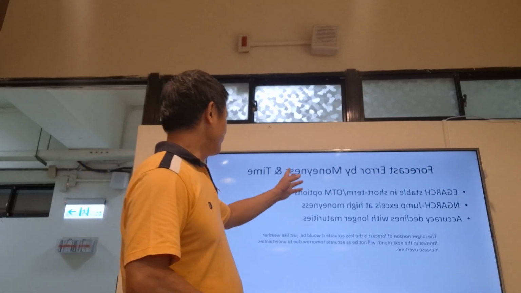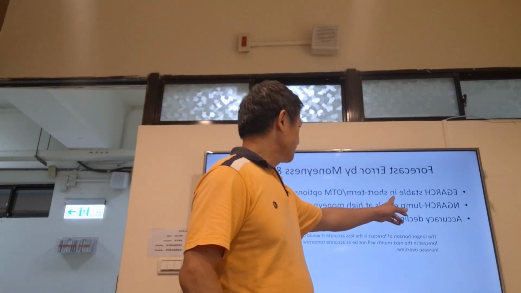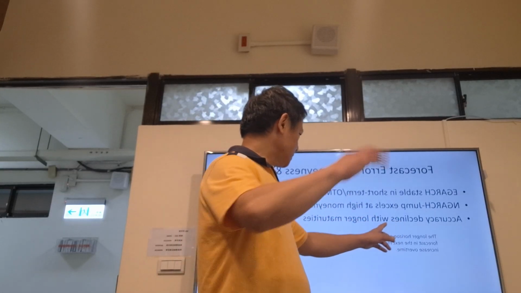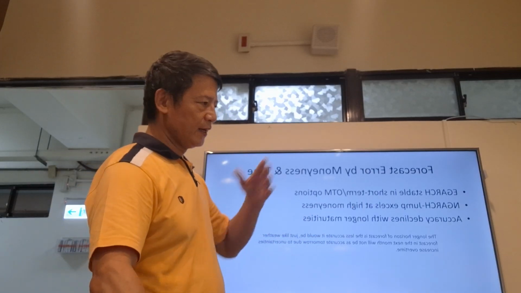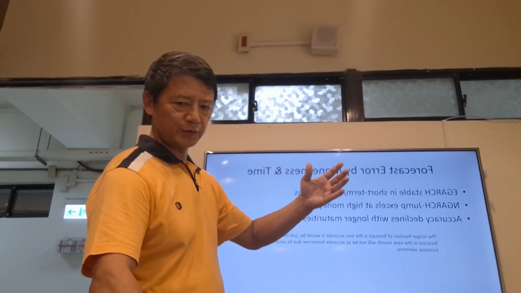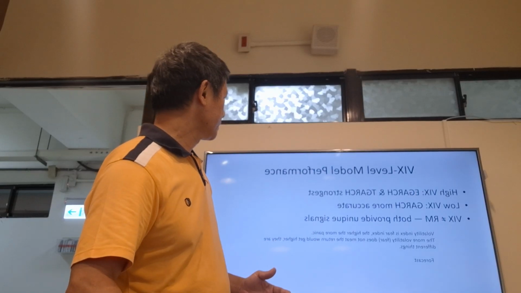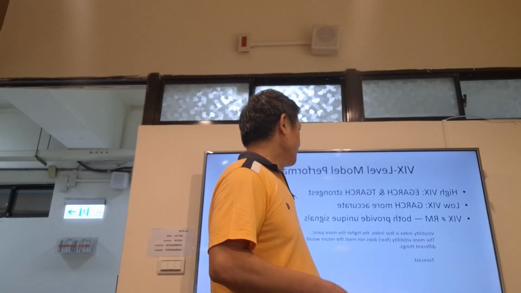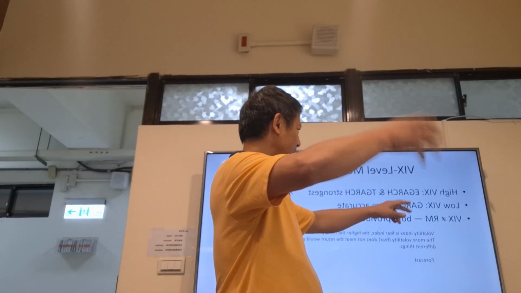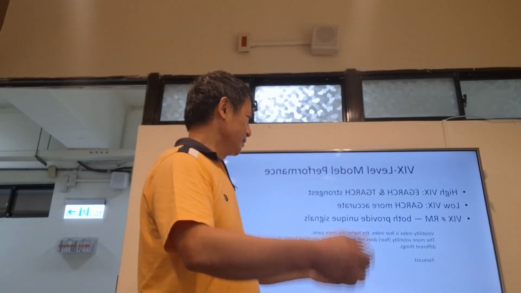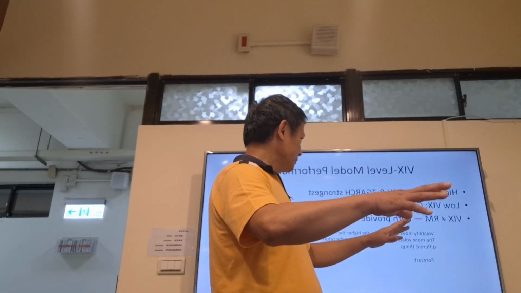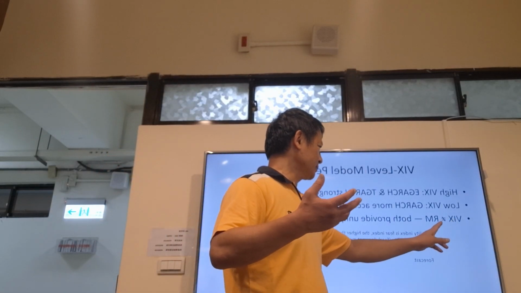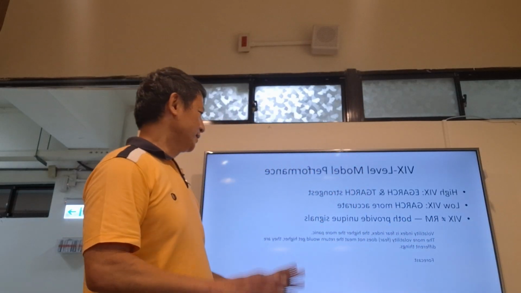And forecast error by moneyness and time. EGARCH is stable in the short term, and EGARCH-jump excels at high moneyness. Accuracy declines with longer maturity, just as I said: the longer the time, the more variables and risks you will encounter. Another factor is the VIX level. When VIX is high, meaning high panic and higher volatility, you use EGARCH and EGARCH-jump. Low VIX means low panic, and in a stable market you use EGARCH, which is more accurate. But it doesn't mean that panic, VIX, equates to RM. They are not equal; they are different.